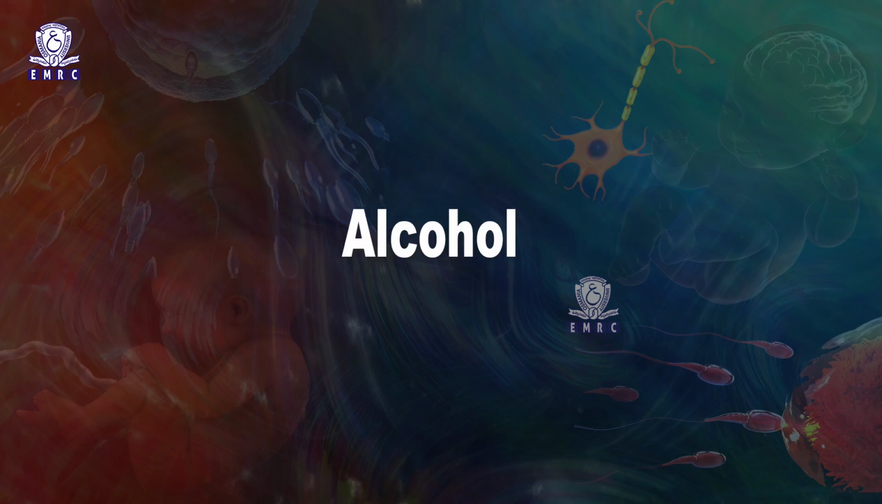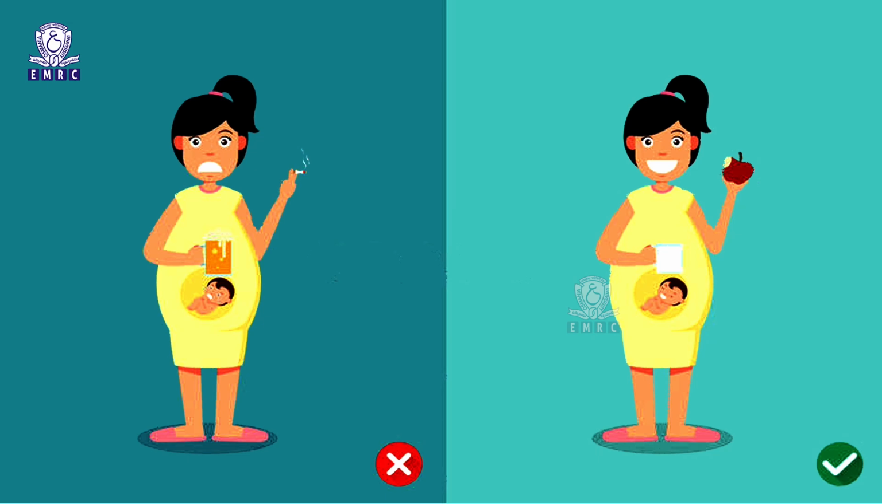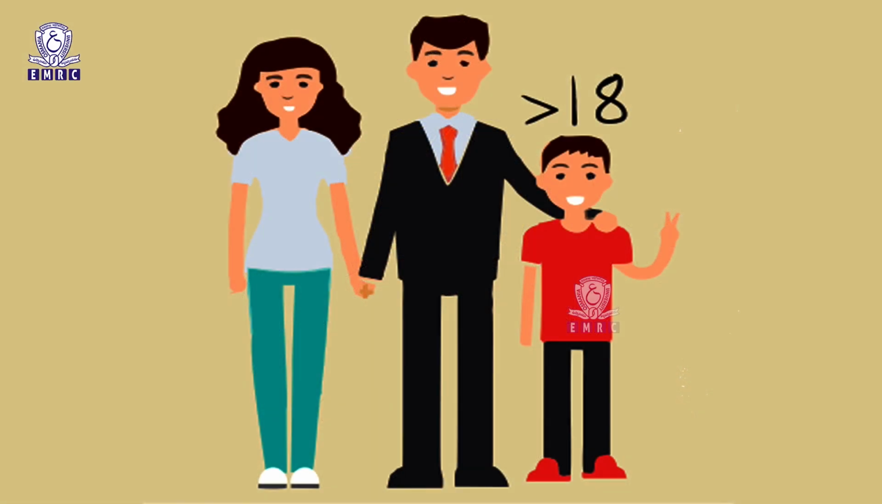Alcohol and its impact. Alcohol and most drugs cross the placenta and affect the fetus. Alcohol use during pregnancy has been found to be the leading preventable cause of mental disabilities in children in the United States. Excessive maternal drinking while pregnant can cause fetal alcohol syndrome or fetal alcohol spectrum disorder, with lifelong consequences for the child ranging in severity from minor to major.